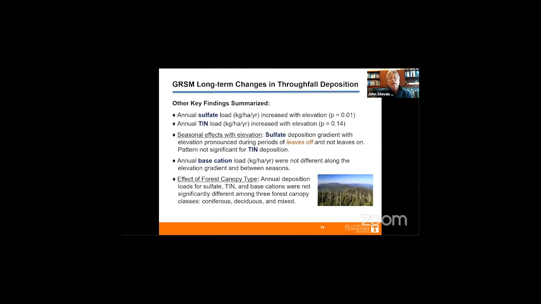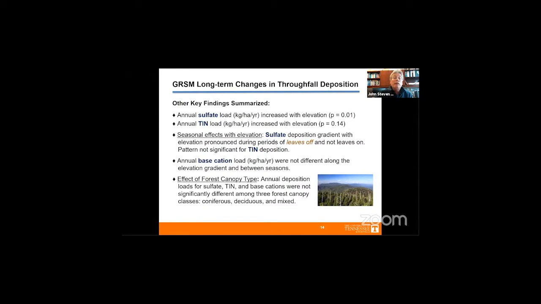So in order to save time, because I know 15 minutes is really quite short, let me just summarize some of the other findings. In the plots and statistical analysis with sulfate loads, we did see an increase with elevation, and that was significant, but the total inorganic nitrogen increased with elevation, but it wasn't quite significant. We did see seasonal patterns with elevation, which was interesting. The sulfate deposition gradient was most pronounced with elevation during the leaves-off period, in contrast to the leaves-on period. And we didn't see a pattern with the total inorganic nitrogen.